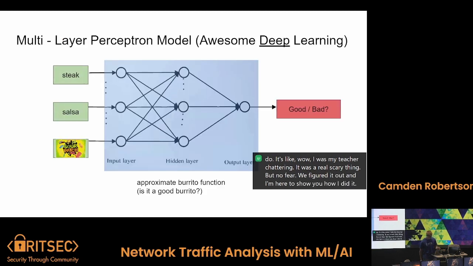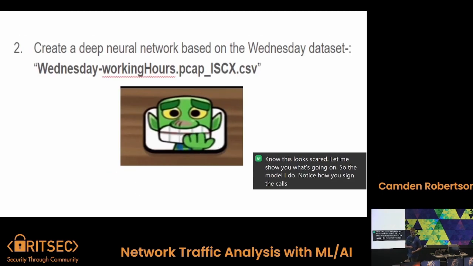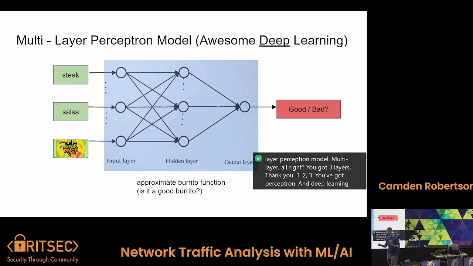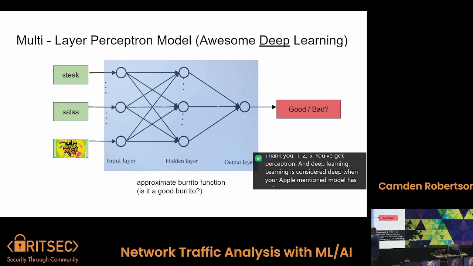Now, I know this looks scary, guys. I know this looks scary. Let me show you what's going on, though. So the model I used, notice how the assignment called for a deep neural network. All right? You've got a neural network here. We're using something called a multi-layer perceptron model. Multi-layer, all right? We've got 3 layers right here. 1, 2, 3. We've got perceptrons in them. That's what these little nodes are called in each layer. And deep learning is considered deep when your aforementioned model has got more than the input and the output. It's got this hidden layer in the middle.